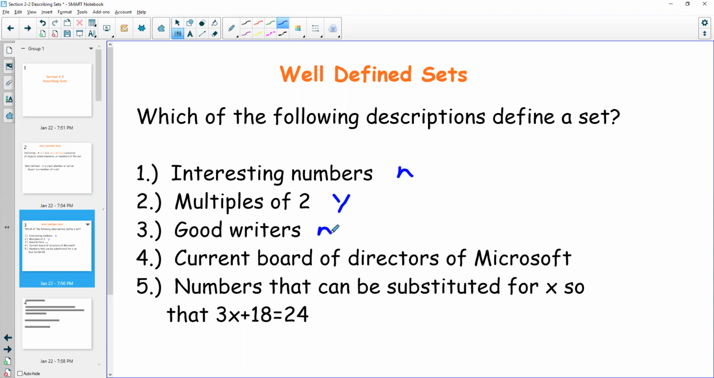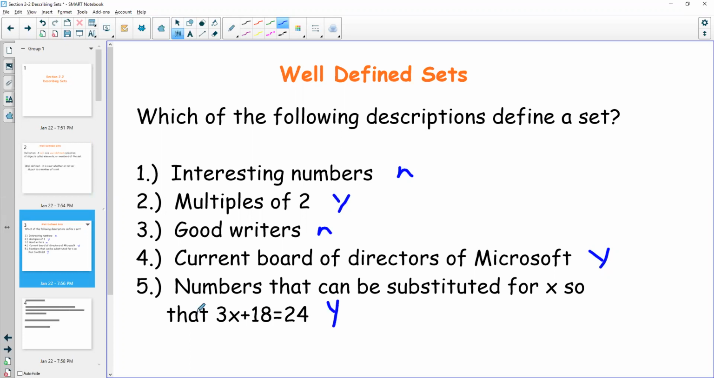So nope. The current board of directors of Microsoft? Yes, there are people on the board. We could look it up. We know who they are. We could write their names down on a list. Numbers that can be substituted for x so that 3x plus 18 equals 24? Well, sure, we can solve that equation. There's going to be one answer, and that one answer is going to be in the set. So yes, that's well defined.